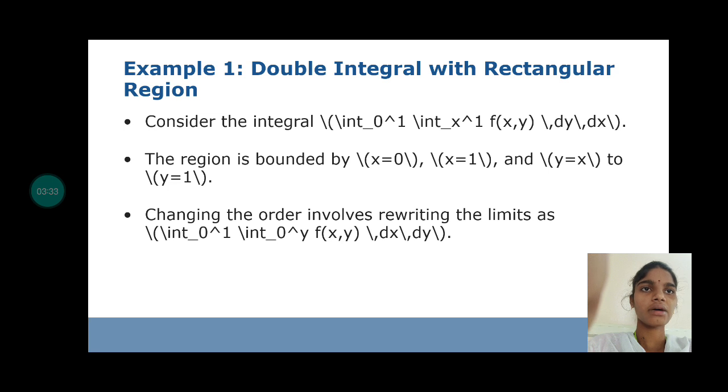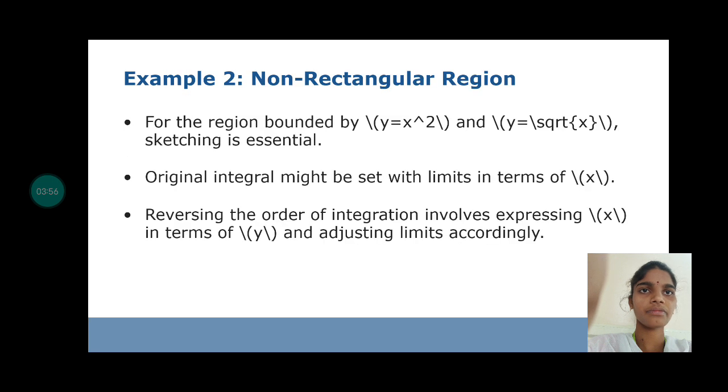And next is example 1. Double integral with a rectangular region. Consider the integral from 0 to 1, integral from x to 1, of xy dy dx. The region is bounded by x equal to 0, x equal to 1, and y equal to x^2, y equal to 1. Changing the order involves rewriting the limits as the integral from 0 to 1, integral from 0 to y, of f(x) dx dy.